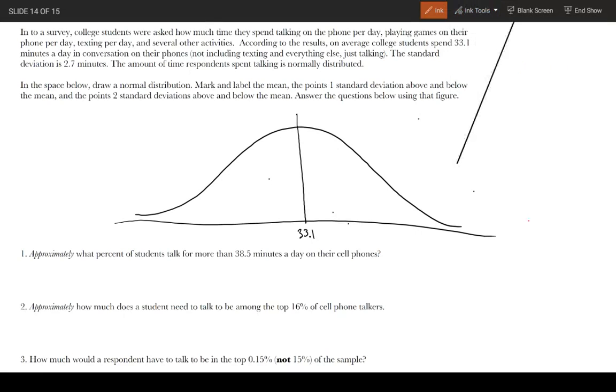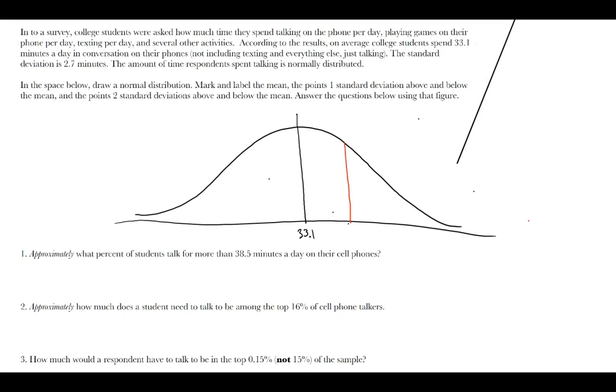And then I'm going to do one standard deviation here. So I'm going to add, it's 2.7. So I'm going to do 33.1 plus 2.7. I get 35.8. Then I'm going to add it again. So I'm just going to hit plus 2.7, 38.5, plus 2.7 again, and I get 41.2.